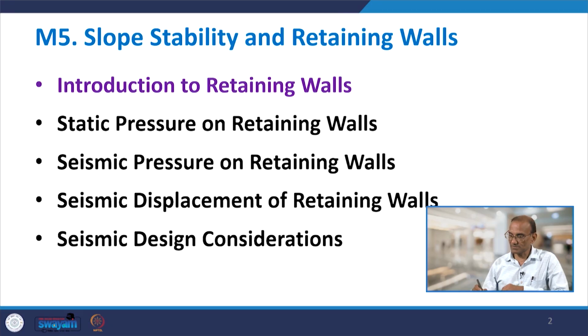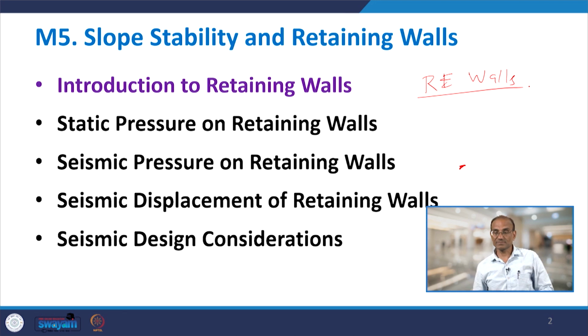First of all, retaining walls are sometimes called RW or RE walls. An RE wall is different from a retaining wall. In this case you have a reinforced earth wall, so do not get confused between retaining walls and RE walls. RE walls are used mostly under bridges, and those are man-made walls. Although of course it is also a retaining wall, RE stands for reinforced earth walls.